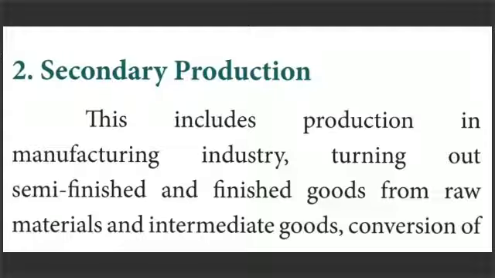Next, secondary production. What is secondary production? Produce a product by utilizing the products produced through primary level of manufacturing is called secondary production. Now say, what is secondary production? Produce a product by utilizing a primary product is called secondary production.